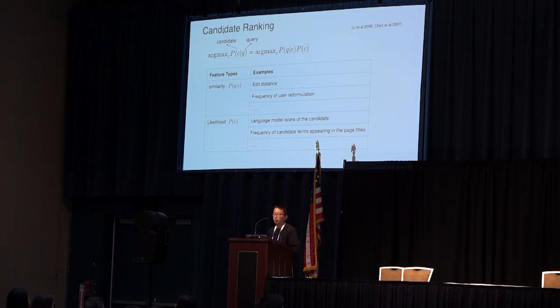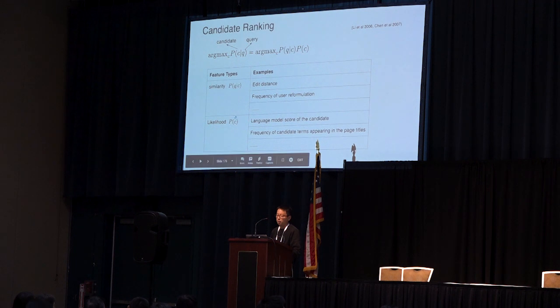Now this is again the second step, candidate ranking. By now, I believe you must feel very familiar with the features. Basically, it's just the similarity between the candidates and the query, edit distance, frequency of user reformulation, and the likelihood of the candidates. So this page is again very similar to the document ranking. This part is the query document similarity. This part is the popularity of the documents.